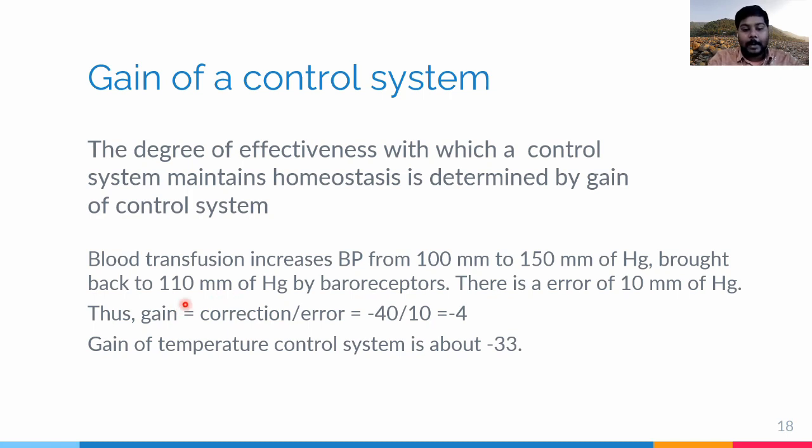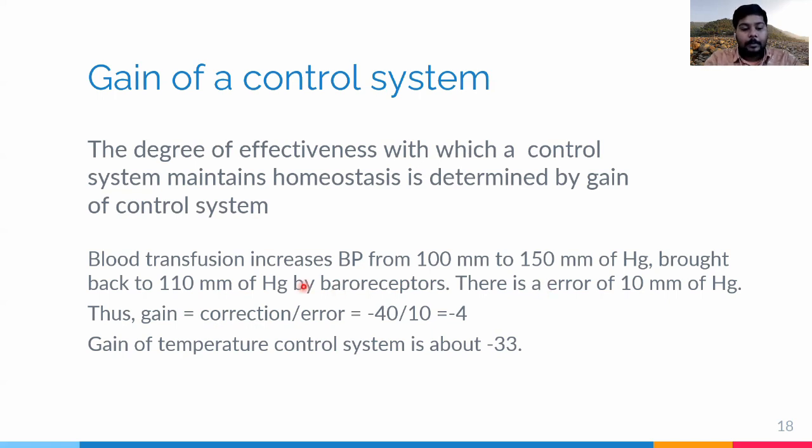But as we can see, even though the baroreceptors have tried to regulate the blood pressure back to its original value, there is still an error of 10 millimeters of mercury, because the original was 100 and the final is still 110. Thus, the gain of the control system is calculated as the correction done by the control system divided by the error that still remains in the regulation of the particular factor. Here the correction was from 150 millimeters of mercury to the final value of 110 millimeters of mercury. So the correction is 110 minus 150, which gives us minus 40. But there is still an error of 10 millimeters of mercury, and that goes in the denominator. So we have the ratio minus 40 by 10, which gives us a gain of the control system of minus 4.